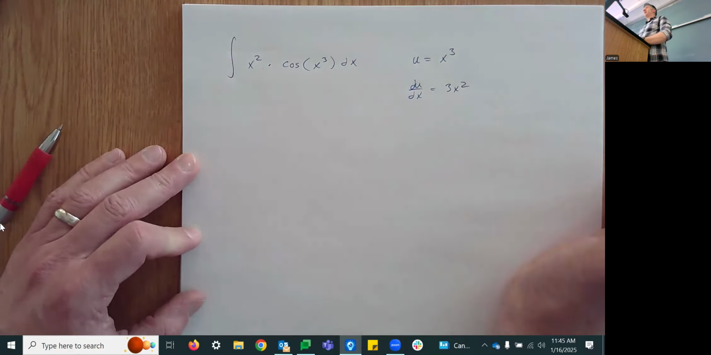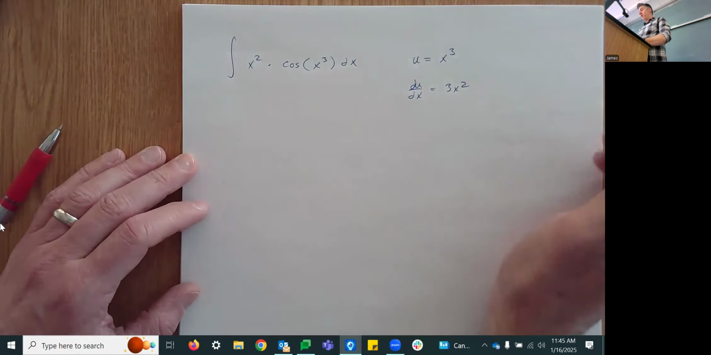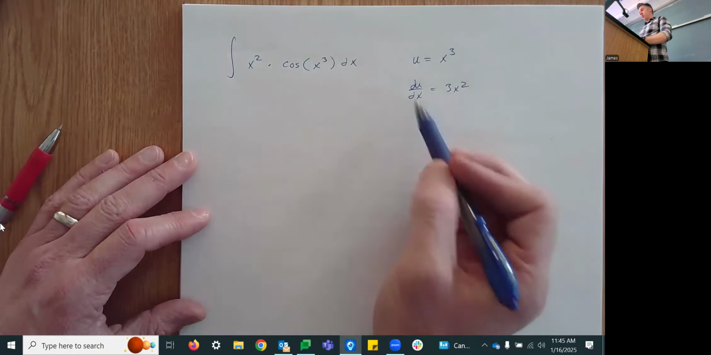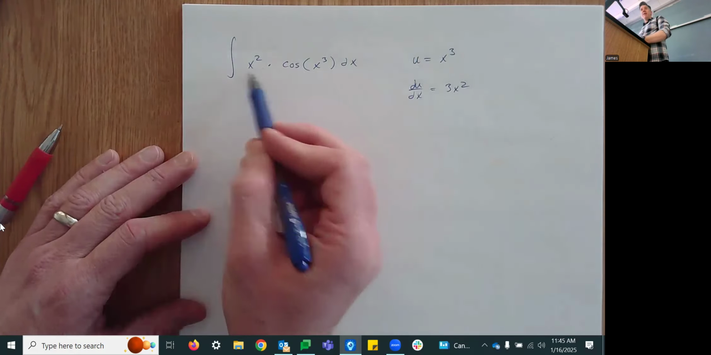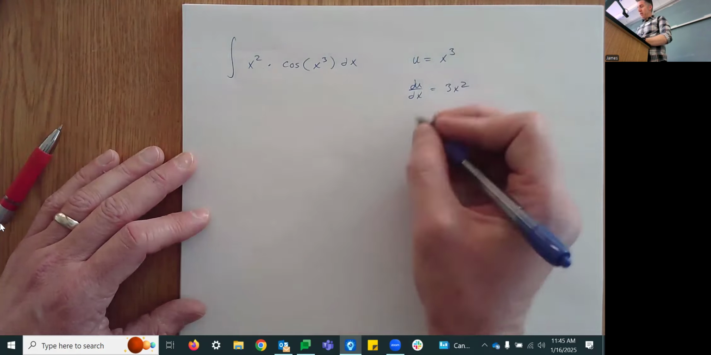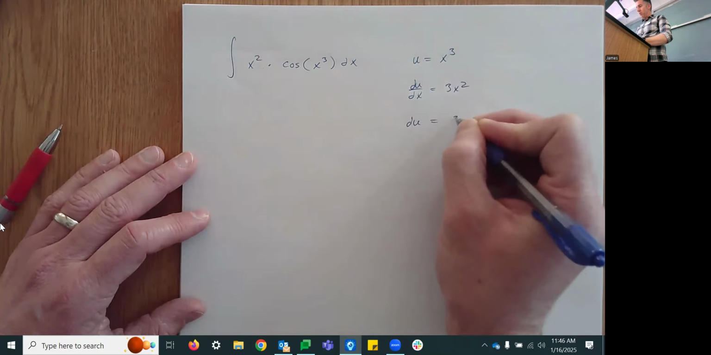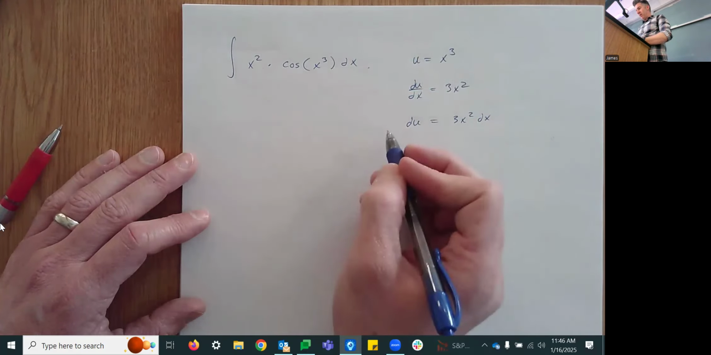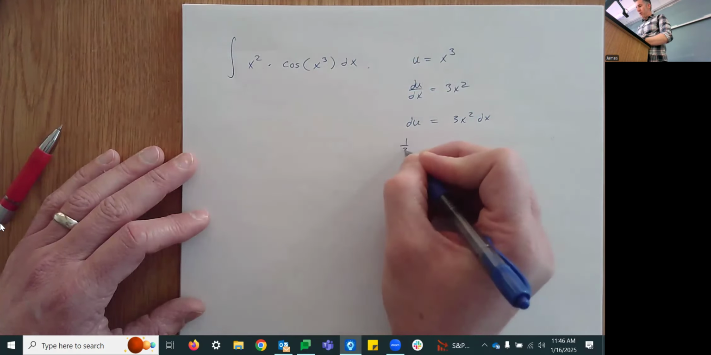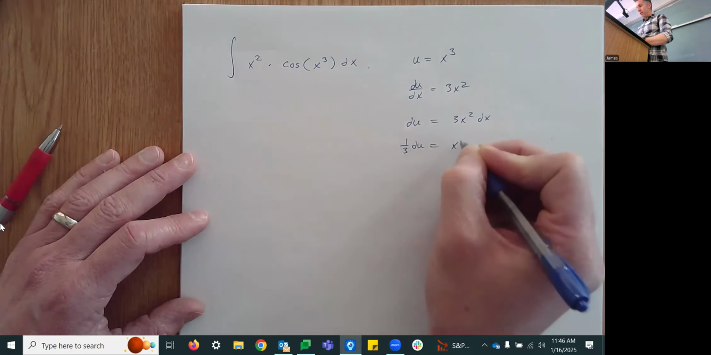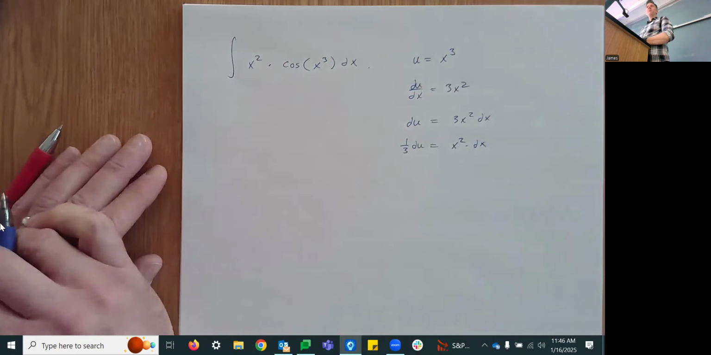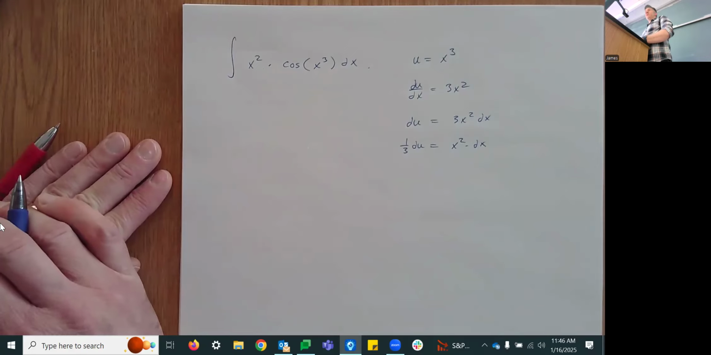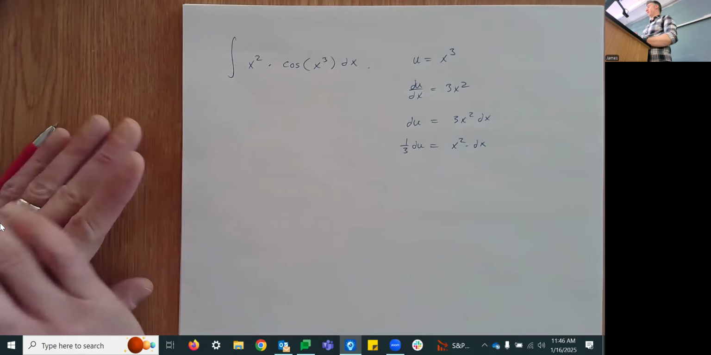Now people do this slightly differently depending on what they prefer. My preference is to make this equation look like the right side looks like something in my integral. So I would say that du equals 3x squared dx. I don't have a 3, so I'm going to divide both sides by 3 and say that 1/3 du is equal to x squared times dx. There are other ways of doing this, but I would stick with doing it this way. I can talk about other ways later.